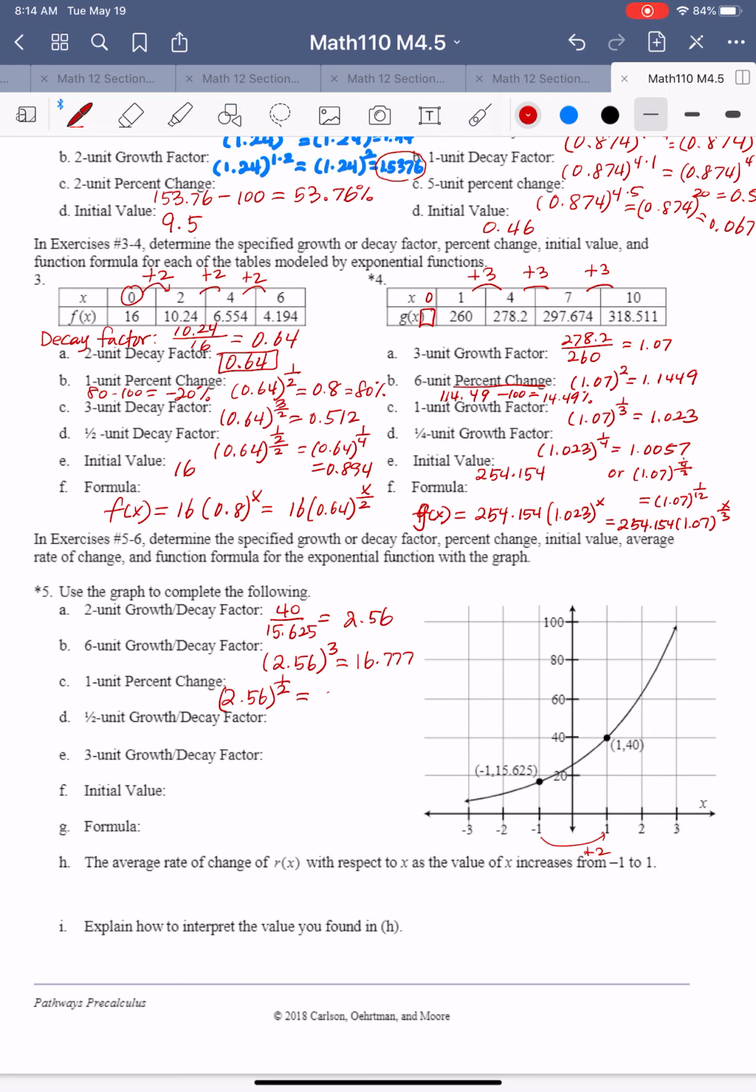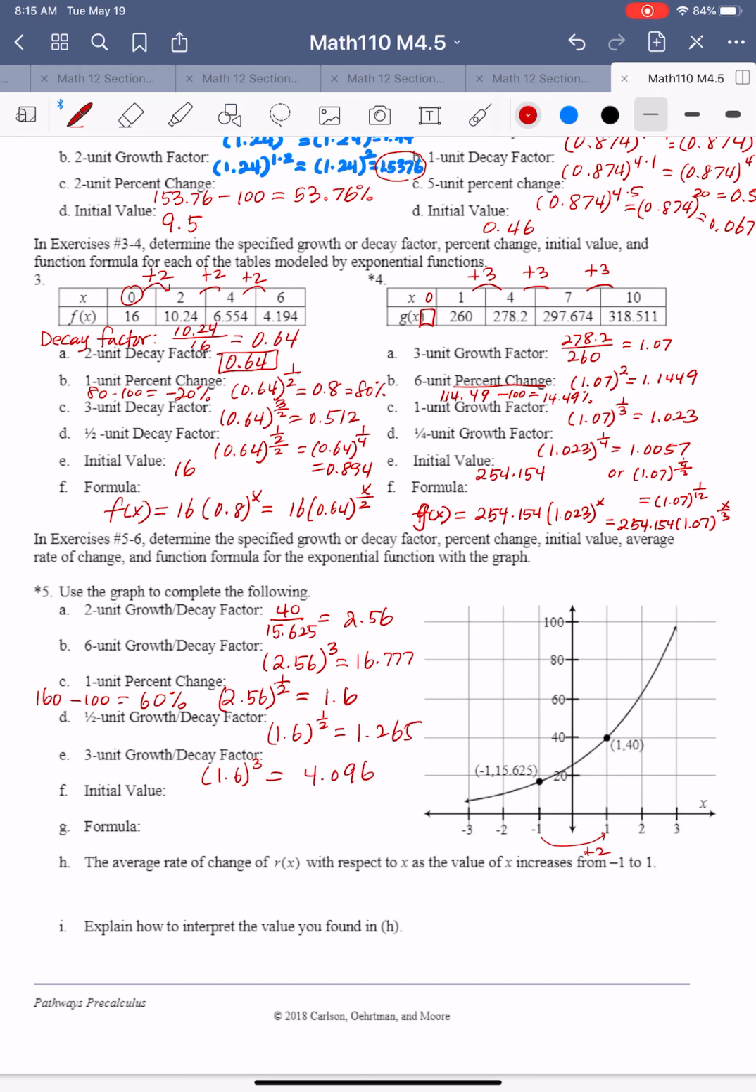Which is the same as 1.6. So 1.6 is 160%, subtract 100%, which is a 60% increase every 1 unit. The half unit growth factor is going to be 1.6 to the half power, which comes out as 1.265. And the 3 unit growth factor is 1.6 to the third power, and I got 4.096.